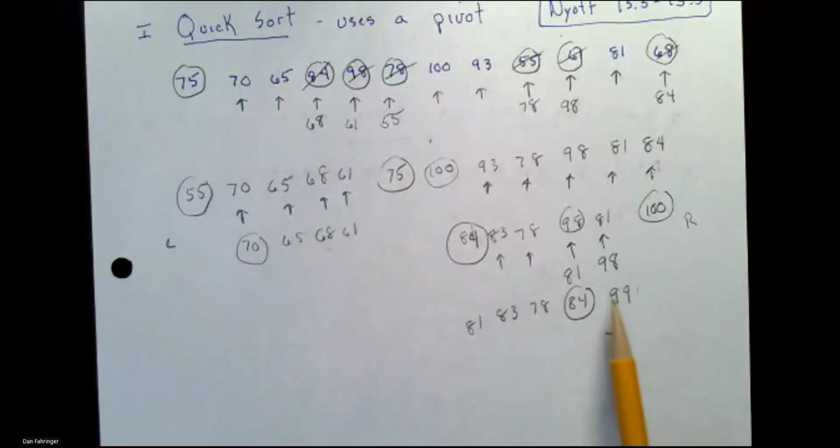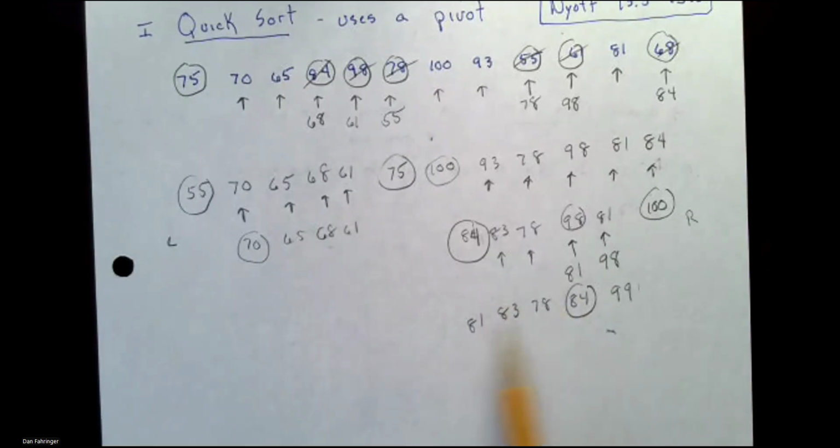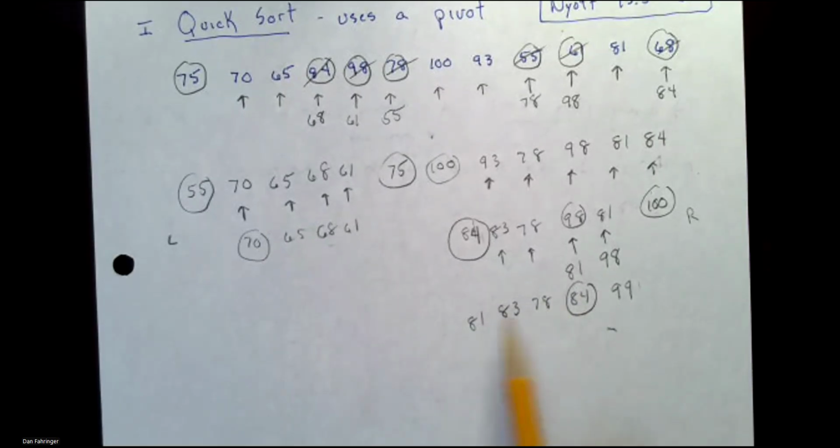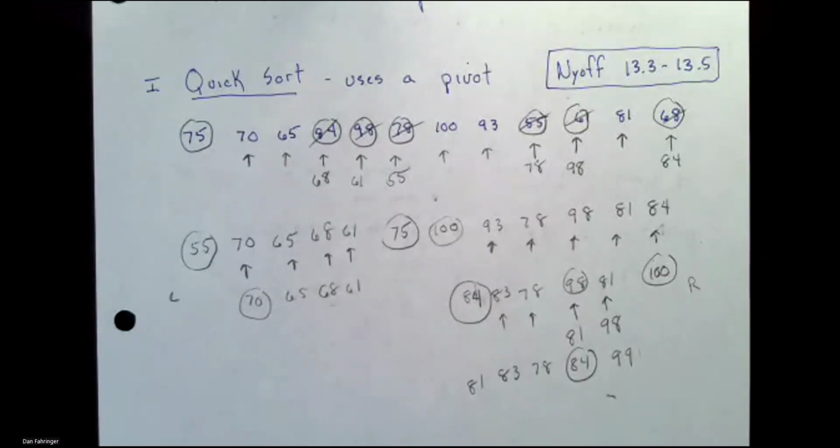98 is its own thing, so it would be done. This guy would repeat with the pivot. Here's the left and here's the right. Numbers smaller to the left, numbers larger to the right. Sorry, I got a little confused there. I'm supposed to know what I'm doing. Any questions on the quick sort?